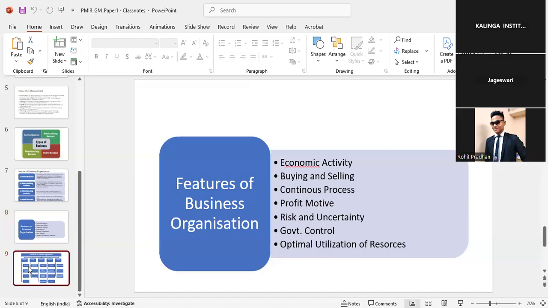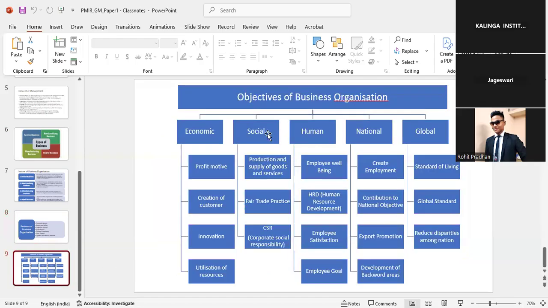If you see the next slide, the different objectives are categorized differently: economic objective, social objective, human objective, national objective, and global objective. So economic objectives, wherever you have a business, if you are making money, you are selling the customer the product. So those things are coming under economic objectives.